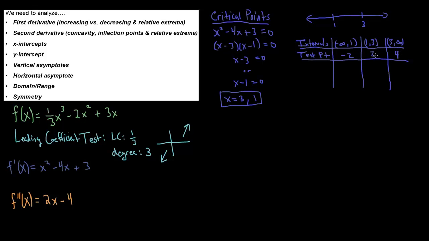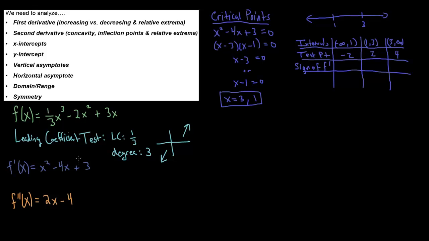Here I could pick 2.5. I could pick 1.5. I could pick 1.99. As long as it's in the interior of that interval, which is an open interval, then we are good. Now we need to evaluate f prime at those test values, and we're looking for the sign of f prime.